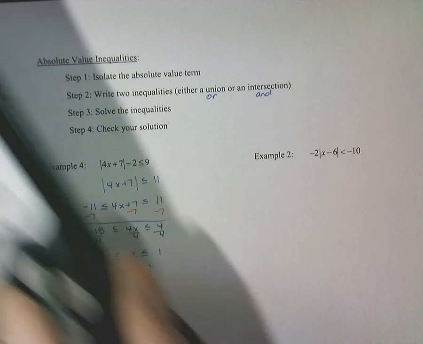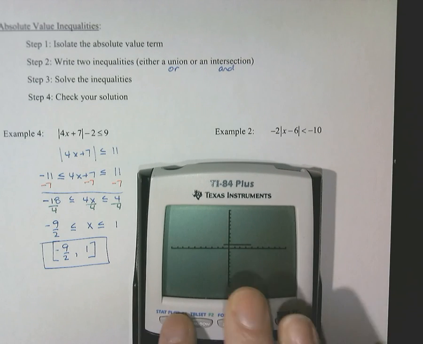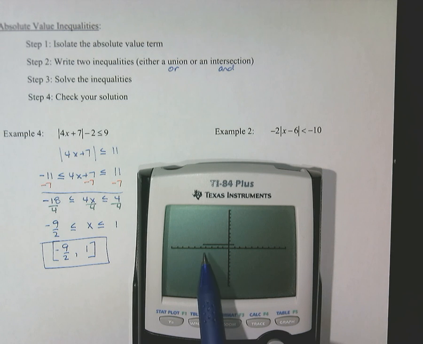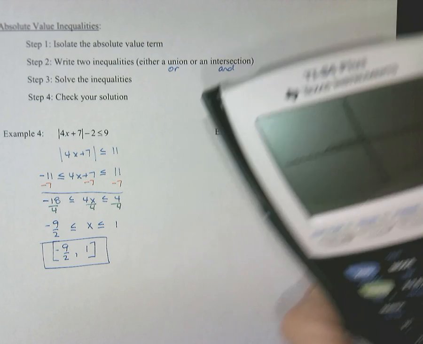And I can check that in the calculator as well. To get the absolute value bars, there's several different ways to get it. I'm going to go to math, over to number. Absolute is the first term. I'm going to type in exactly what I have on the paper. Less than or equal to 9. So my answer is between negative 9 halves and 1. So negative 9 halves is negative 4.5 and 1. So it looks like it checked out well.